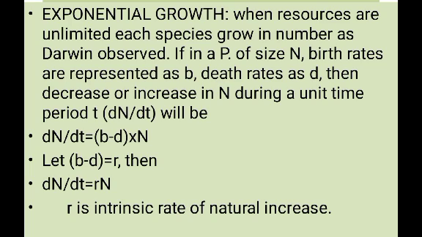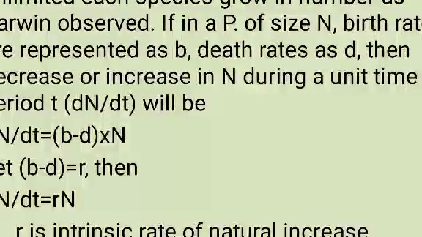When we derive the equation for this, we can consider the population size as N. If in a population of size N, the birth rate is represented by b and the death rate is represented as d, then the increase or decrease in N, that is the change in population density during a unit time period t, dN/dt, is equal to (b minus d) into N. Now let us consider b minus d equal to r. Then the equation will be dN/dt = rN.